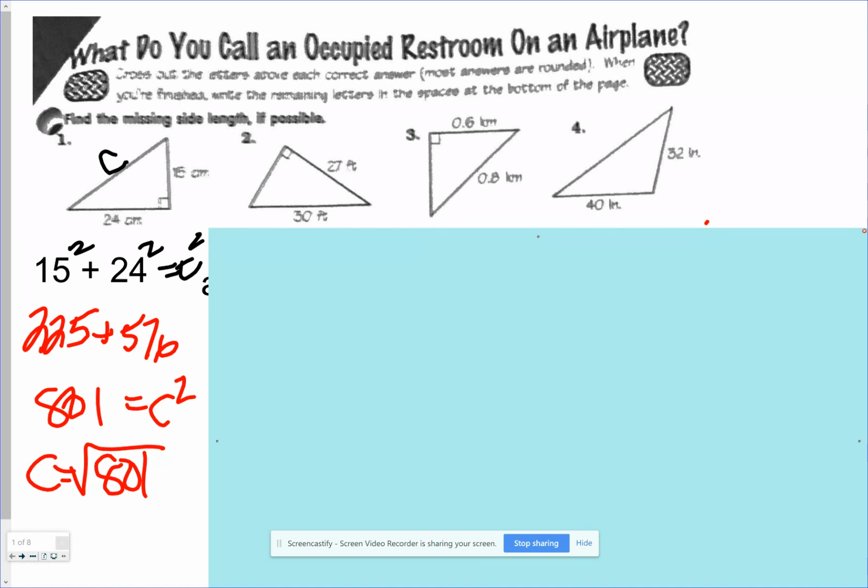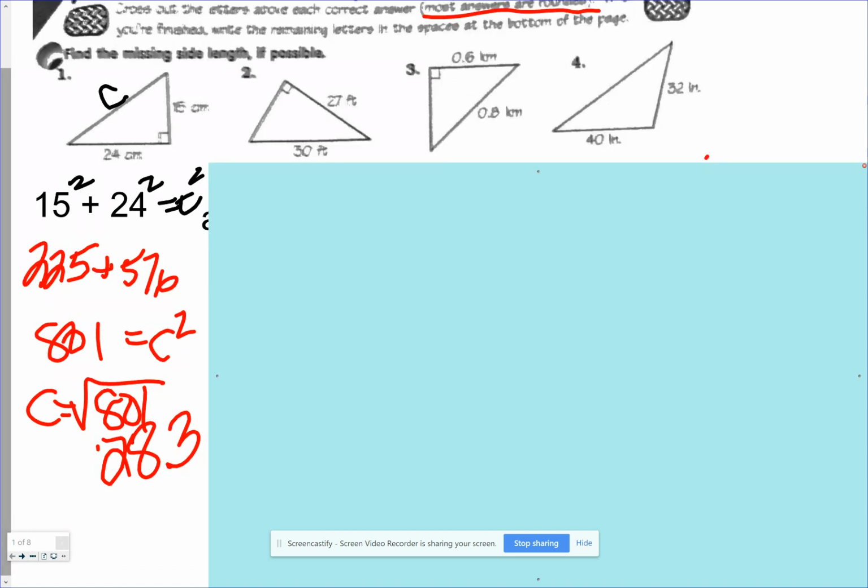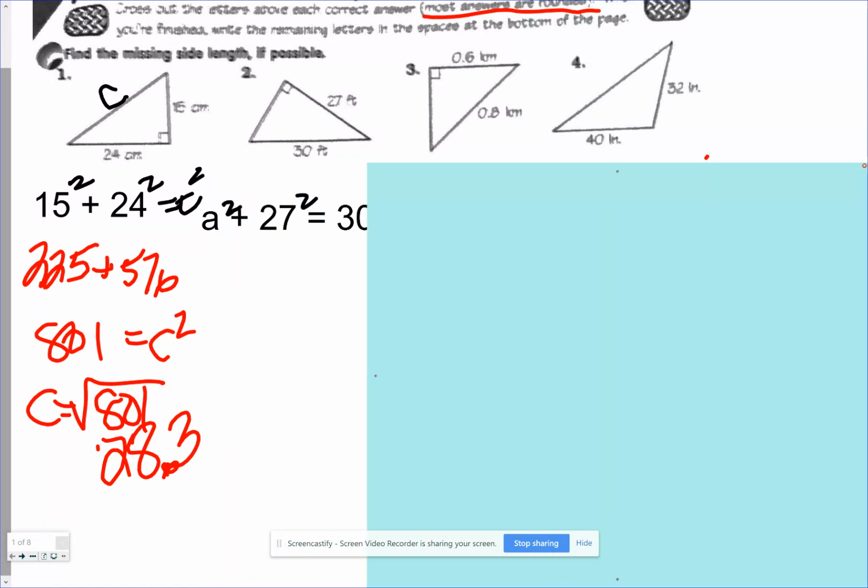Now notice in your directions, they say most answers are rounded, usually to the tenths place. So when you use your calculator and take the square root of 801, you get approximately 28 and 3/10. So what you need to do then is look down below, and this one says cross out the letters above each correct answer. So where you find 28.3 centimeters, go ahead and cross those letters above that one out. All right, let's look at the next one.